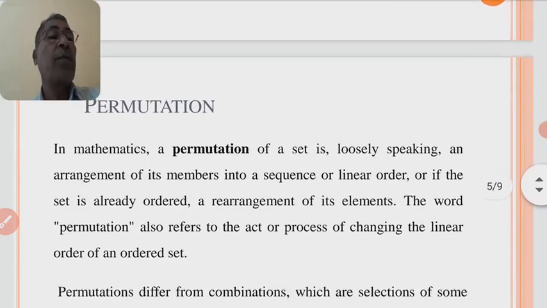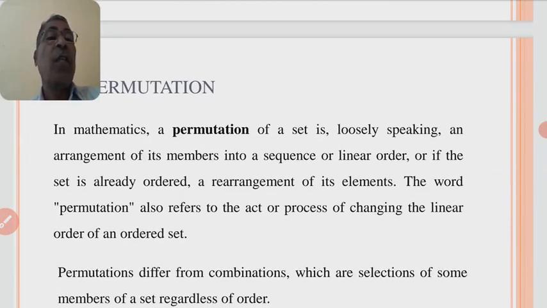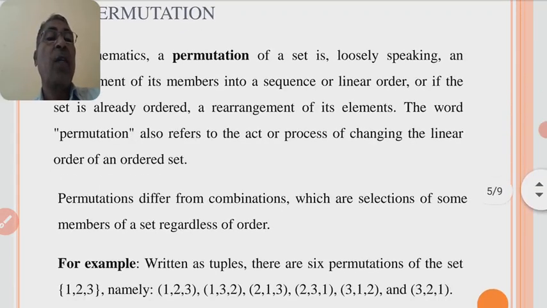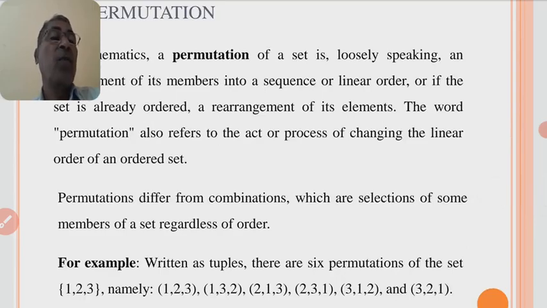Now we will see the permutation. What is a permutation? In mathematics, a permutation of a set is, loosely speaking, an arrangement of its members into a sequence or linear order, or if the set is already ordered, a rearrangement of its elements. The word permutation also refers to the act or process of changing the linear order of an ordered set. Permutations differ from combinations, which are selections of some members of a set regardless of order.